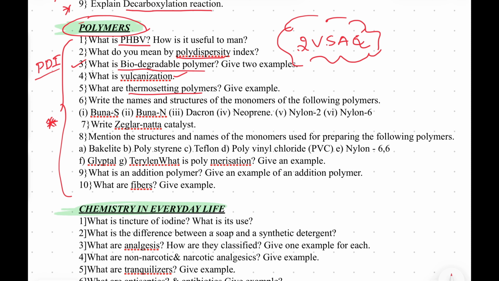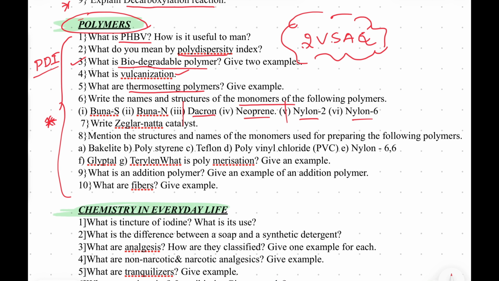Thermoplastic, thermosetting, both are there here. Thermosetting is given. Thermoplastic, we have one more example that is not there here. Okay, you can see that one also from your notes, right? Next to some importance only I am giving, so similar to that one you can learn. Next one, some names and structures of monomers of given polymers. They are making two parts. Maybe they are asking Buna-S, Buna-N, Dacron and neoprene, like this, nylon 2 and nylon 6. Like this, they are making two parts. They are asking as a 2 marks question. Don't forget this.